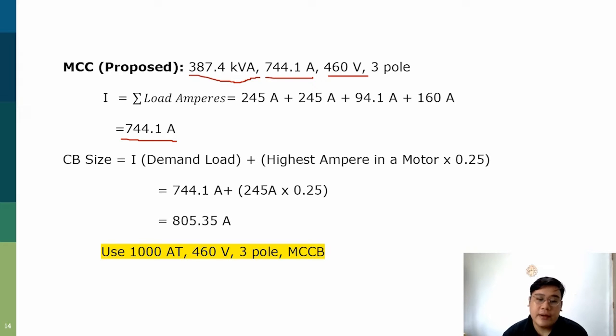So, to get the circuit breaker size, so I, which is 744.1 amperes plus highest ampere in a motor times 0.25. So, gagawin natin is 744.1 amperes plus 245 amperes times 0.25. So, makakuha tayo dyan ng 805.35 amperes. So, dito, based nga rin po dun sa ating schedule of loads, gagamit tayo dito ng 1,000 ampere trip, 460 volts, triple MCCB, which is the molded case circuit breaker.